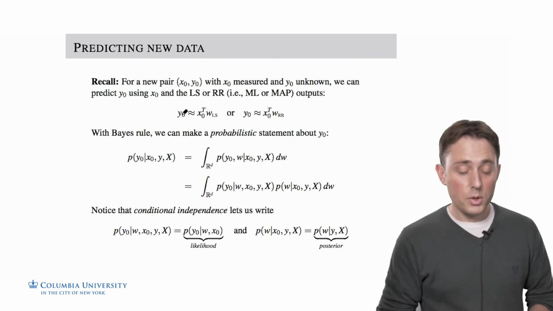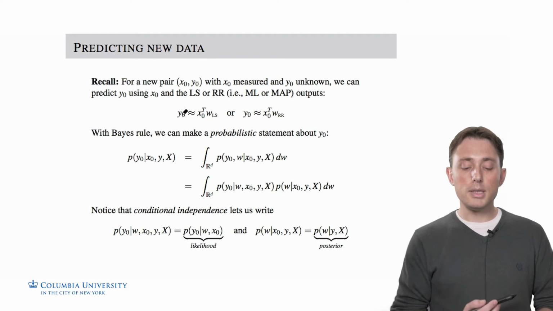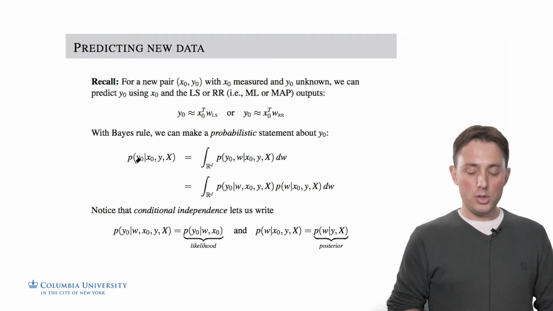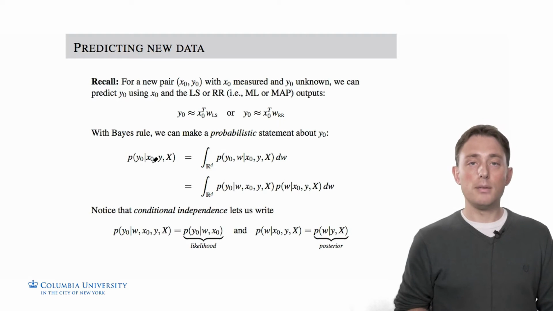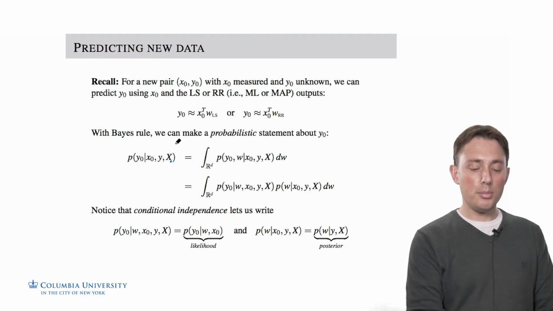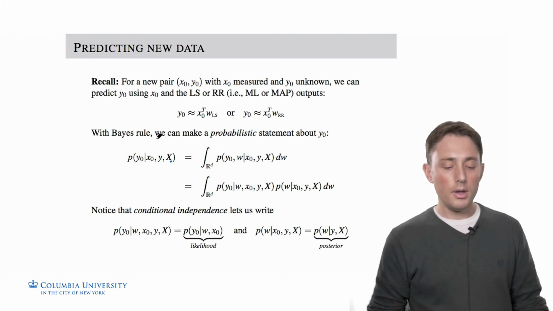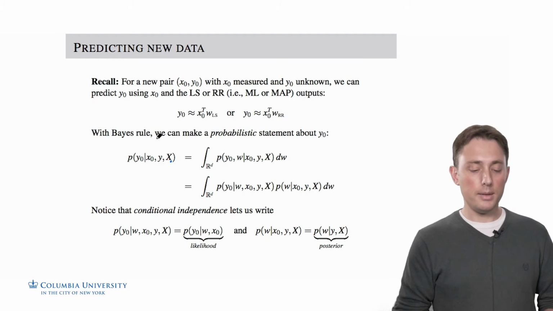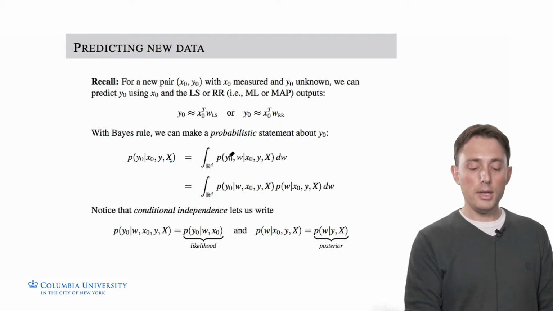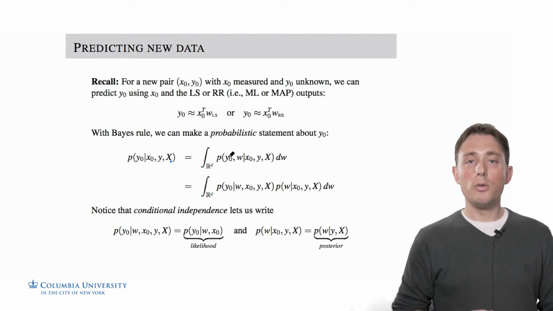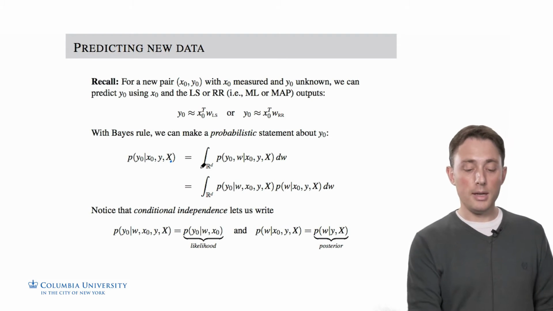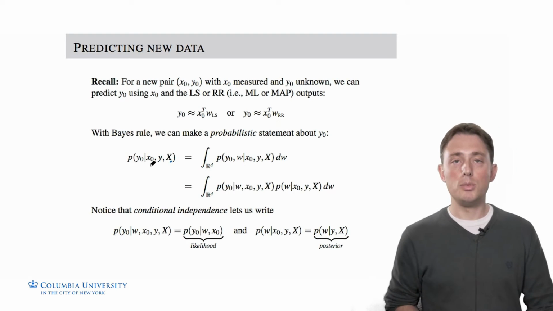With Bayes' rule, we can make probabilistic statements about y0. What we want to calculate is a probability distribution on y0 given x0 and given the previously observed data. So this is the probability that we're interested in calculating. How can we actually calculate this probability? Well, we can represent that as a marginal probability over the unknown coefficient vector W. So we include W in a joint distribution and then immediately integrate it out to get the marginal distribution.